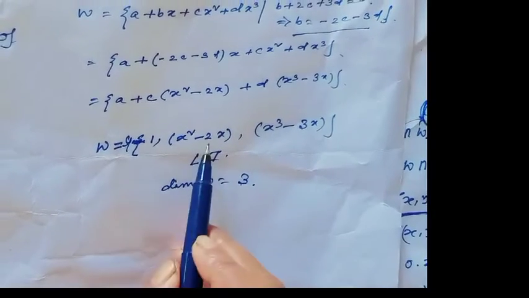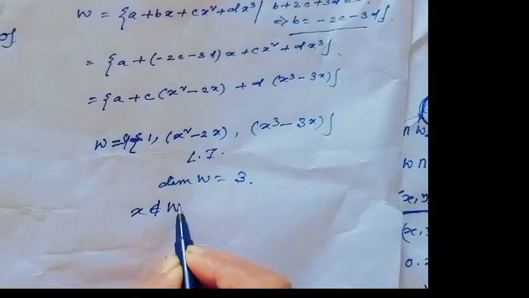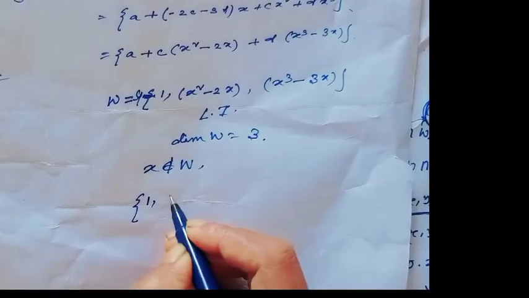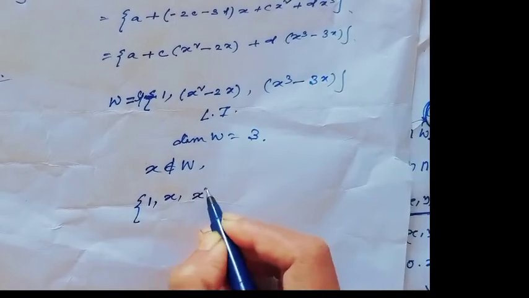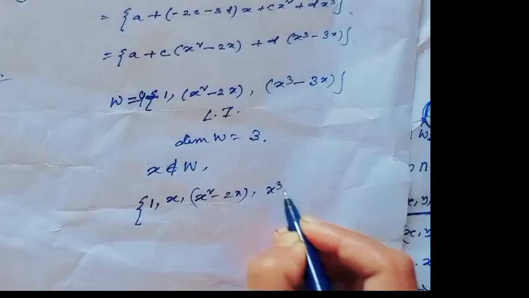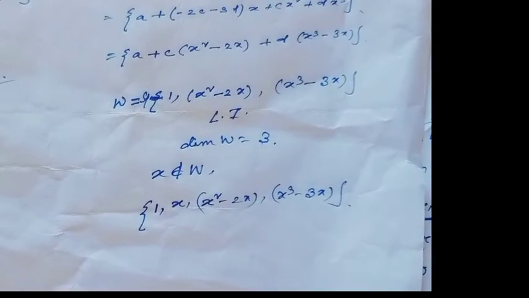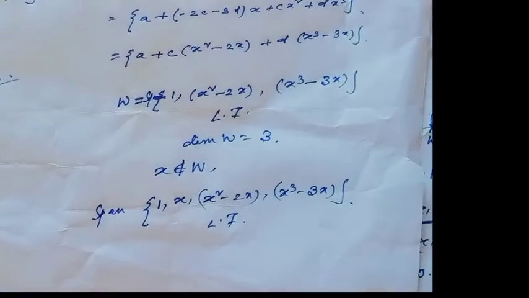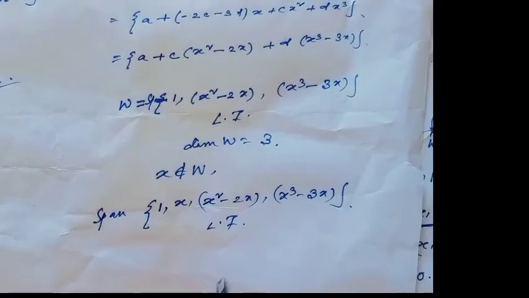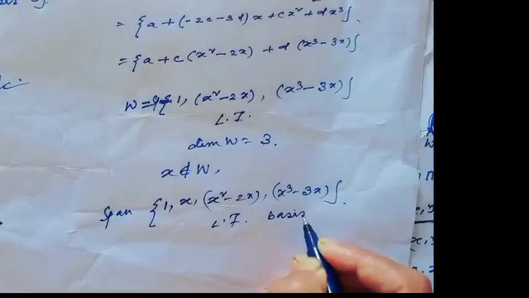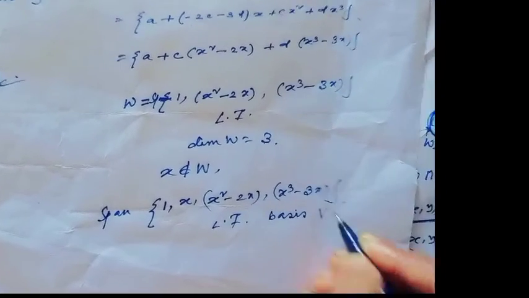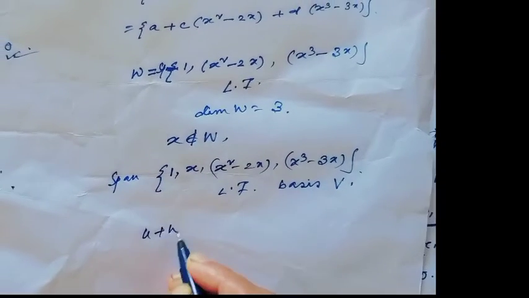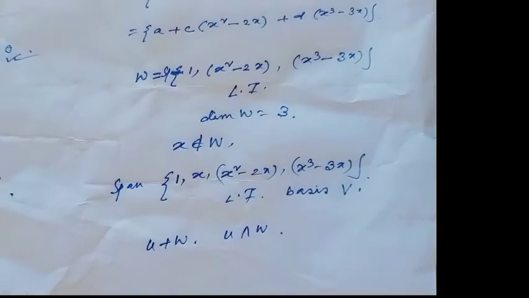And here notice x does not belong to the subspace W, so we can extend the basis 1, x, x square minus 2x and x cube minus 3x. Obviously this set would be linearly independent and this spans the whole space V. So this is the basis of the original vector space V. Have you understood? Now we have to find the basis of U plus W and the basis of U intersection W.